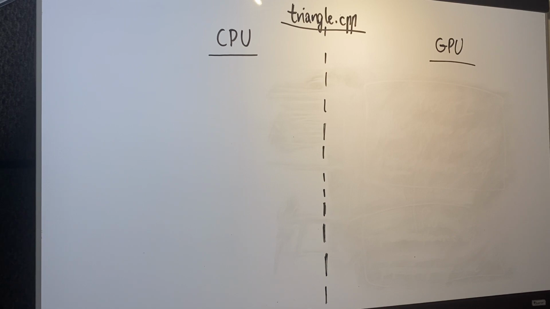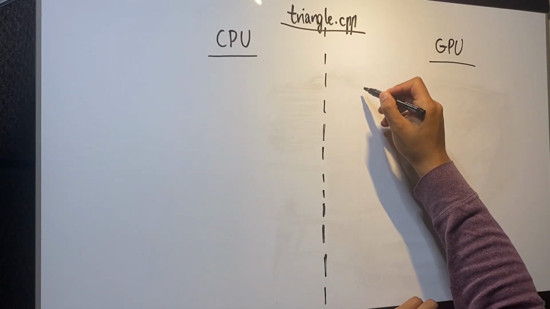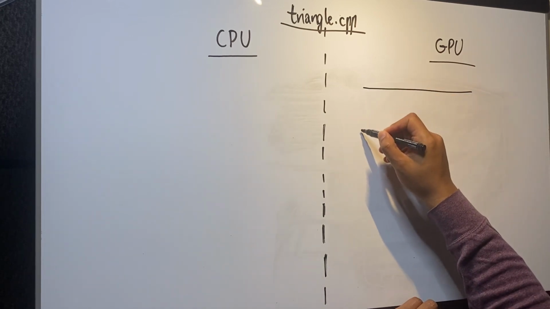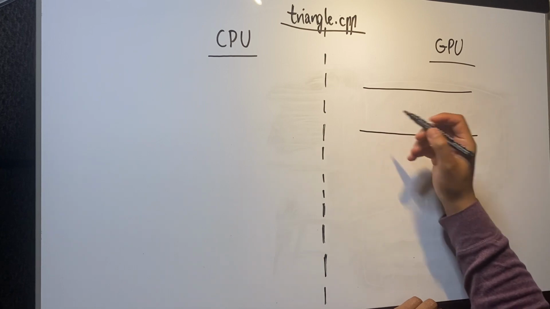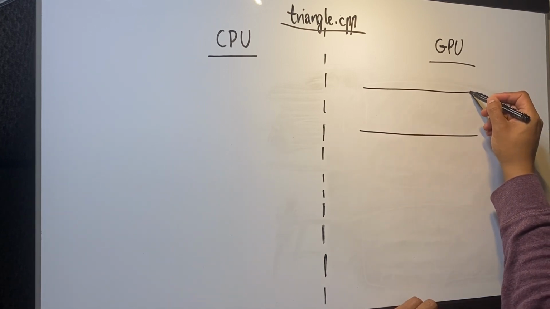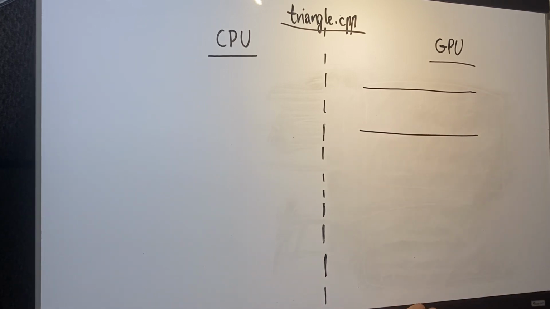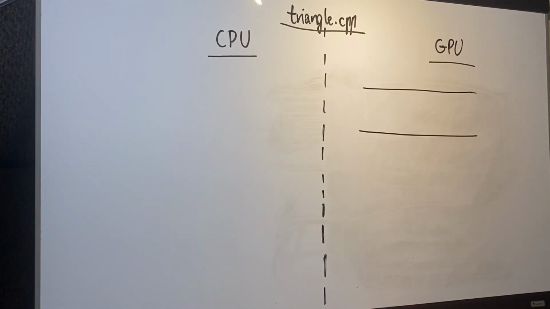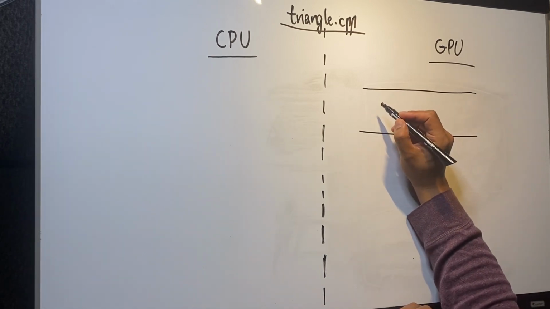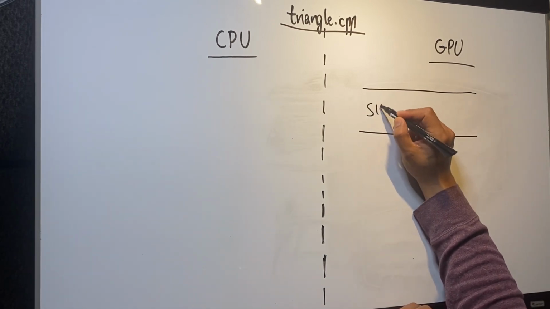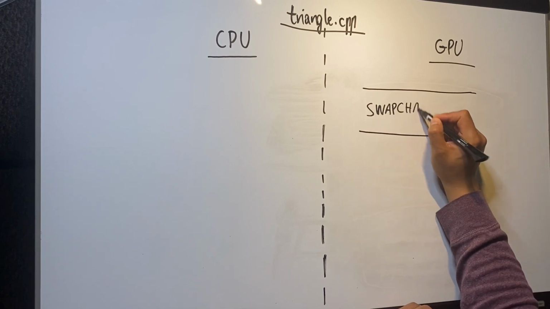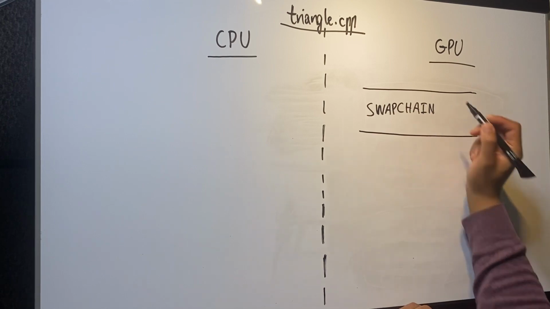So on the GPU, we have a thing called a swap chain. Now, depending on who you ask, swap chain is 2 words or 1 word. You can tell me in the comments whether it's 2 words or 1 word, but I have reason to believe that it's 1 word. So we have our swap chain, and I have discussed this in previous videos, so you could check that out too.